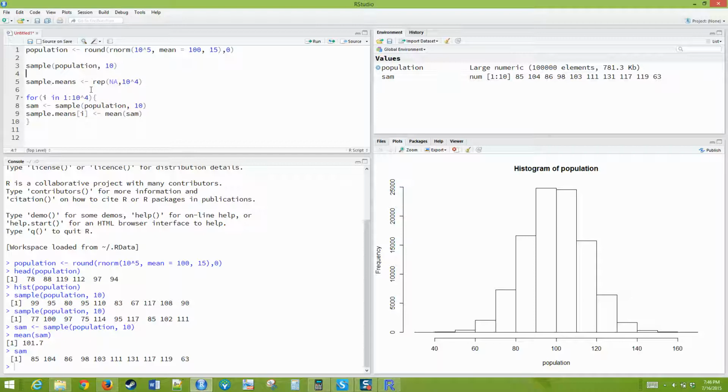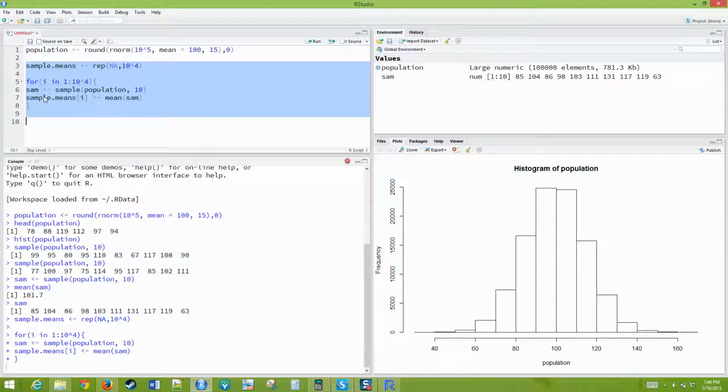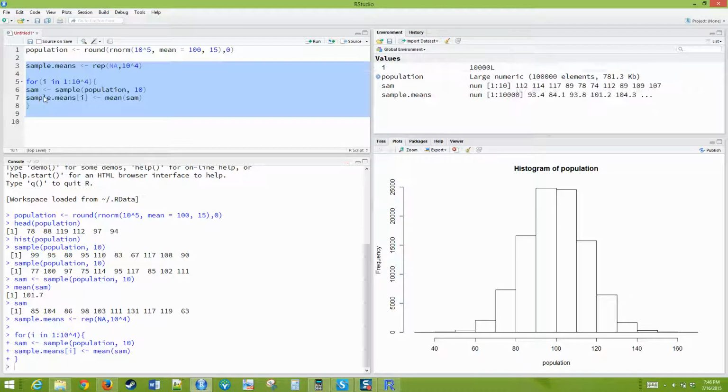All right, and so I can actually delete this thing, and I'm just going to run this. It's going to come to our population over here, every time draw 10 things at random, calculate the mean, and keep track of it in sample means. Okay, and it's done. So it did that 10,000 times already. It's very quick.